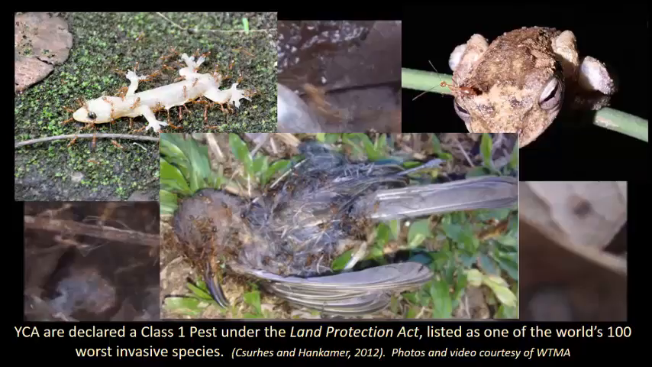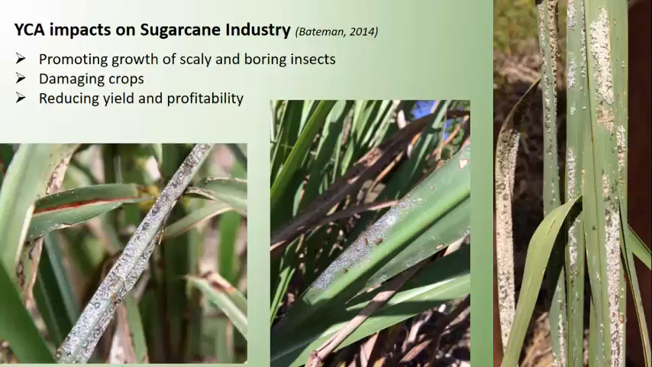However, biodiversity isn't the only element under threat. YCA have impacted the sugarcane industry as they promote the growth of scaly and boring insects that damage crops, therefore reducing yield and farmers' profitability. So once we understand the species ecology and biological characteristics, GPS and GIS can be used to determine their exact distribution, from which maps can be generated to guide a successful eradication program.